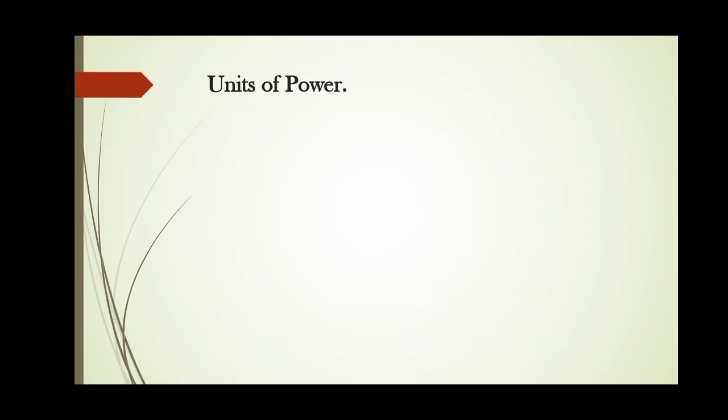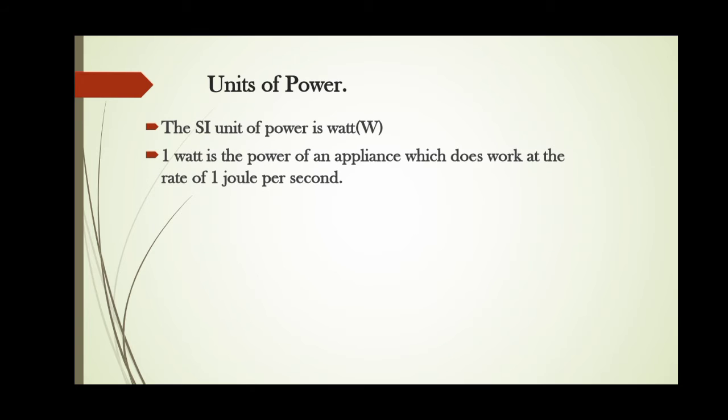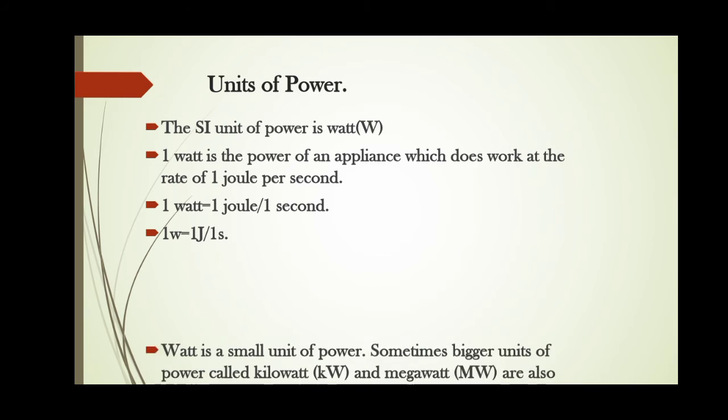Units of power. Power is obtained by dividing work done by time taken to do the work. Now, work is measured in the unit of joule and the time is measured in the unit of second. So, the unit of power is joules per second. The SI unit of power is watt. 1 watt is the power of an appliance which does work at the rate of 1 joule per second. That is, 1 watt is equal to 1 J by 1 s.